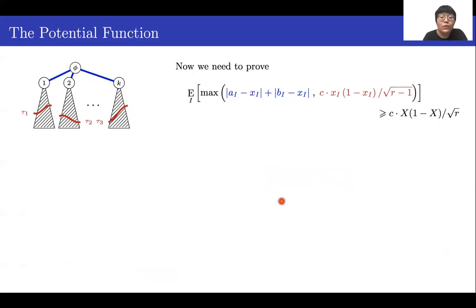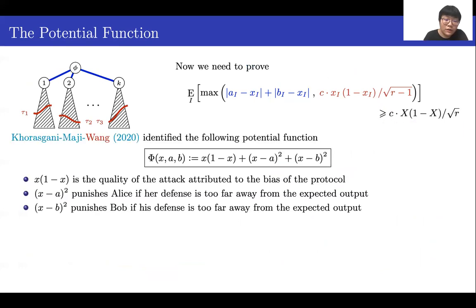So now we just need to prove that the expectation of the maximum of these two quantities is higher than our goal. So in a work by Horoskani, Maji, and Wang, they identify the following potential function, phi(x, a, b), defined as this. So the intuition behind this potential function is the following.